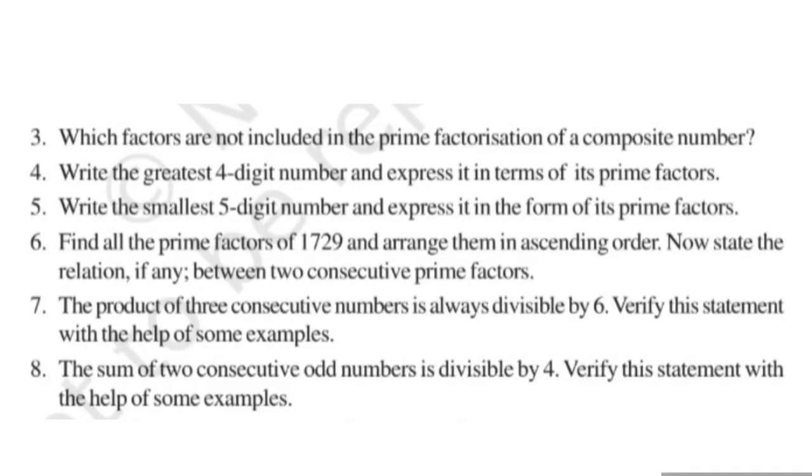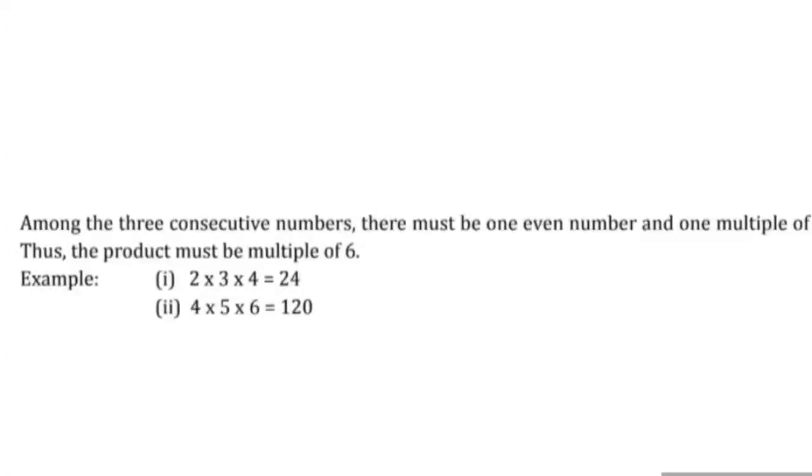Now question number 7. The product of three consecutive numbers is always divisible by 6. Verify this statement with the help of some examples. So among the three consecutive numbers, there must be one even number and one multiple of 3. So the product must be a multiple of 6. See the example, 2 into 3 into 4. What is the answer? 24. Same as 4 into 5 into 6, the answer is 120.